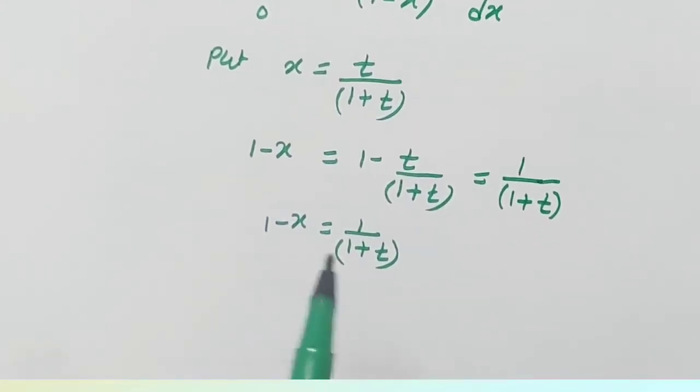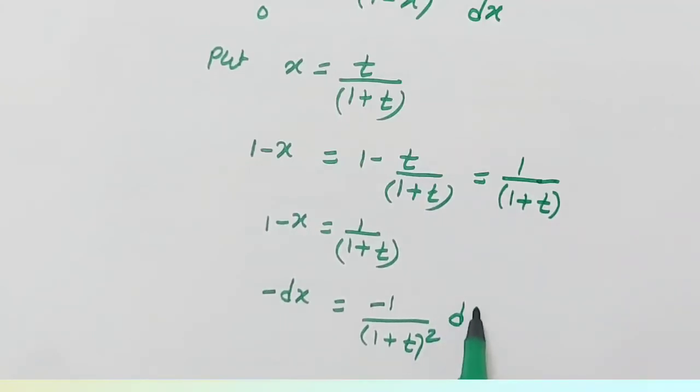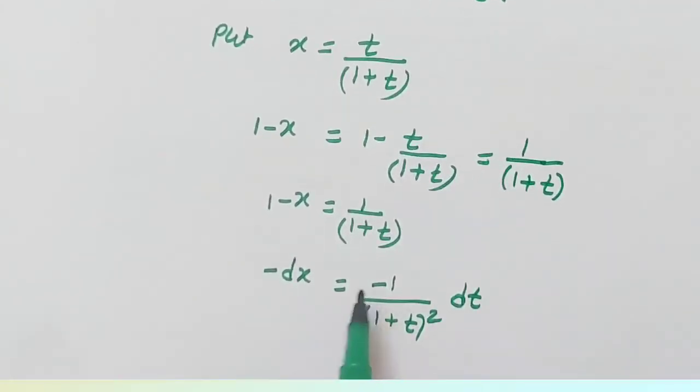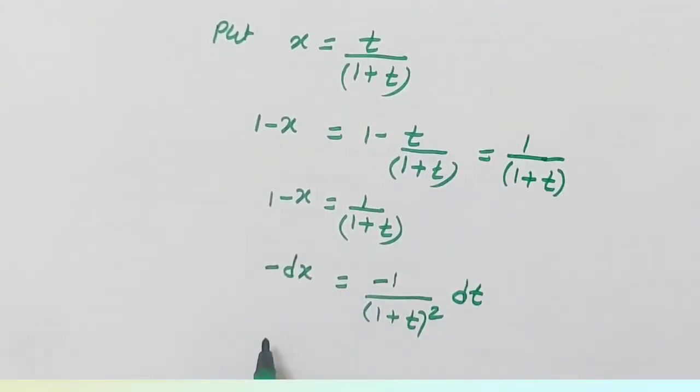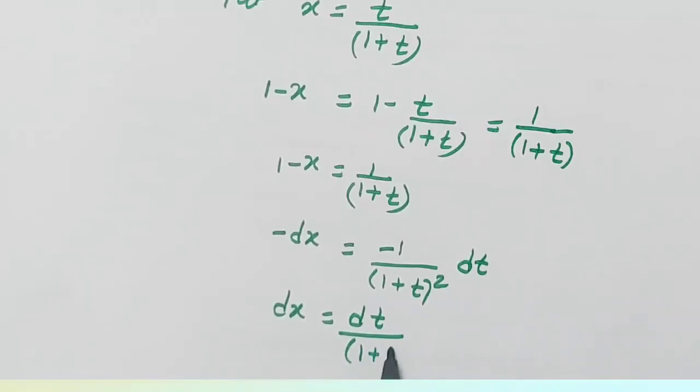So if we differentiate this term, then we get minus dx is equal to the derivative of 1/(1 plus t), which is minus 1/(1 plus t) whole square into dt. Here this minus sign gets cancelled, so therefore dx is equal to dt divided by (1 plus t) whole square.